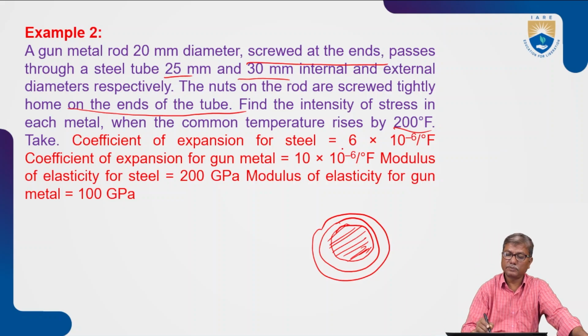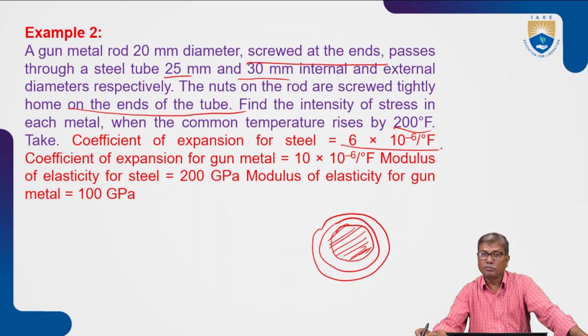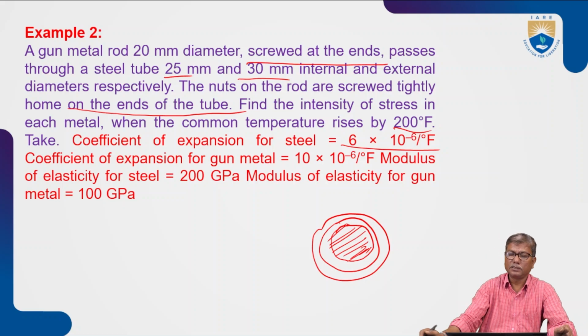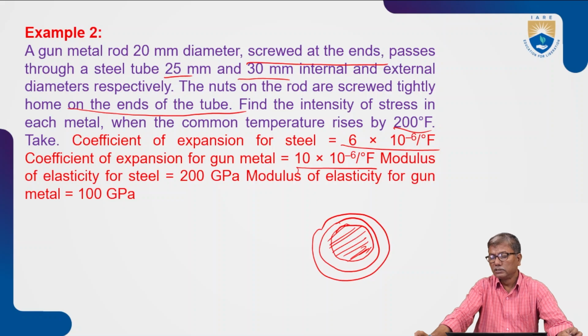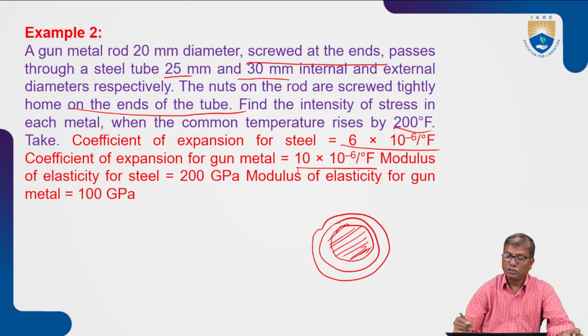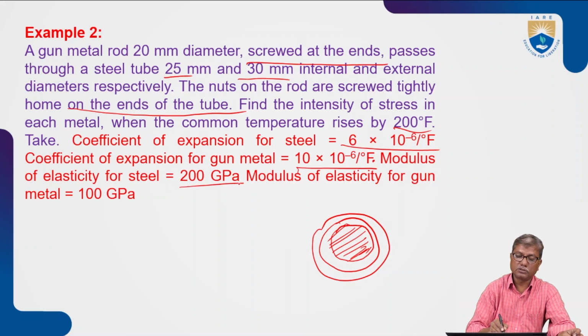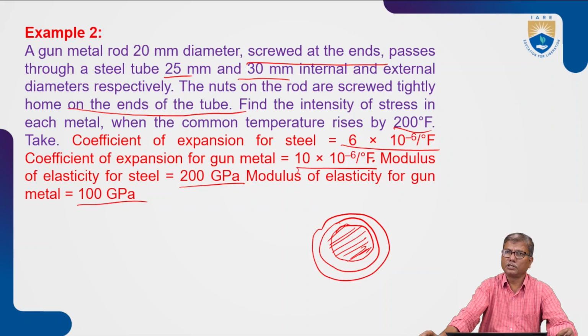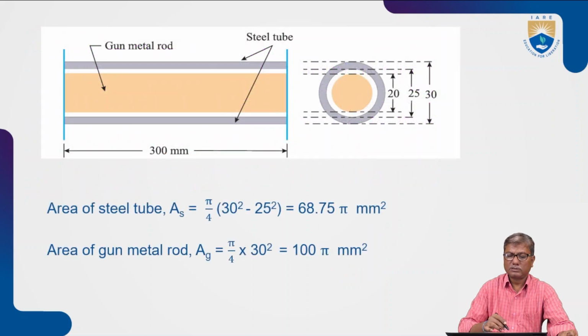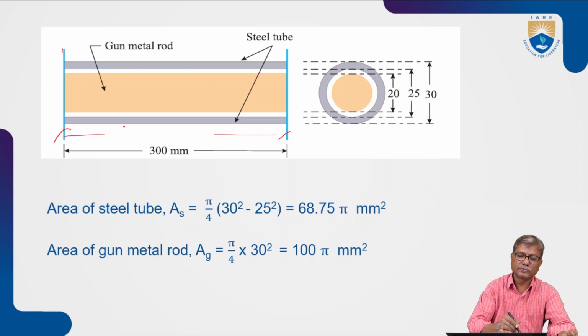Coefficients of expansion are 6 into 10 power minus 6 per degree Fahrenheit for steel, 10 into 10 power minus 6 per degree Fahrenheit for gunmetal, and modulus of elasticity for steel is 200, that for gunmetal is 100 gigapascals. Okay, so this is the case, they are fixed tightly at the ends.